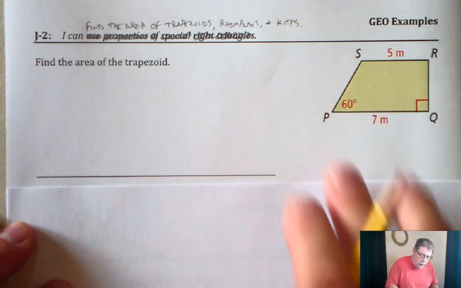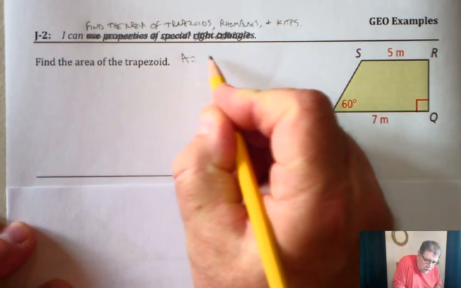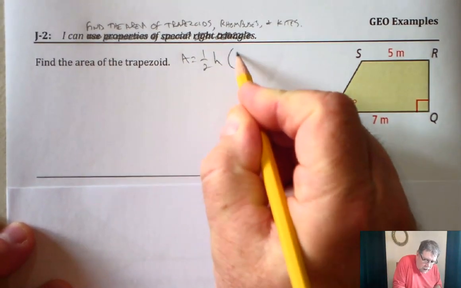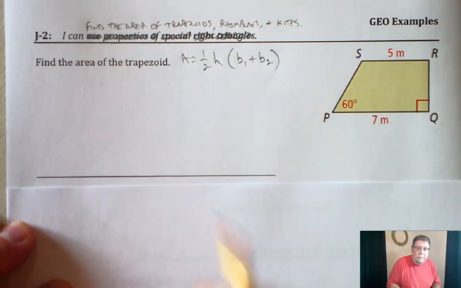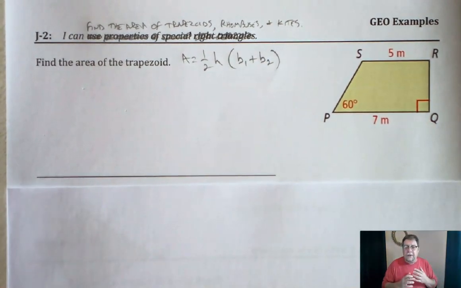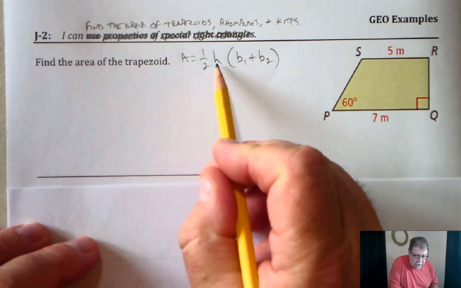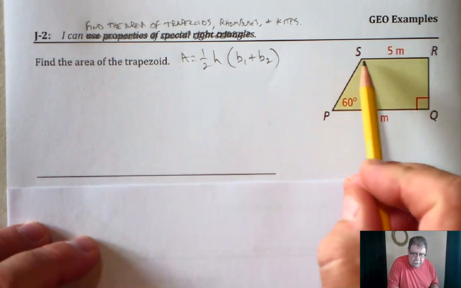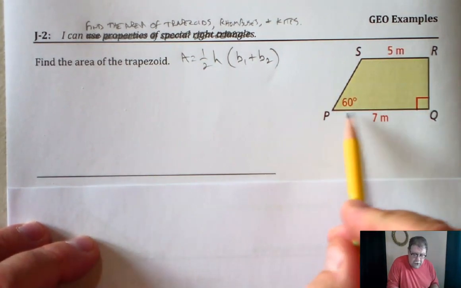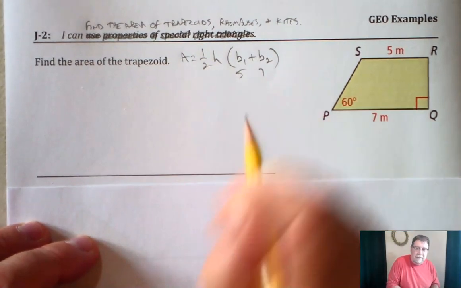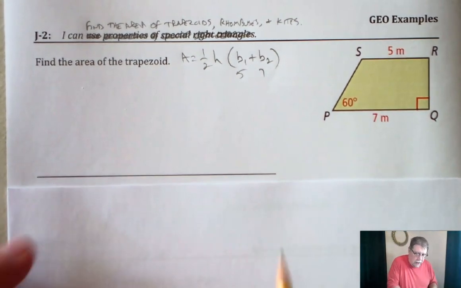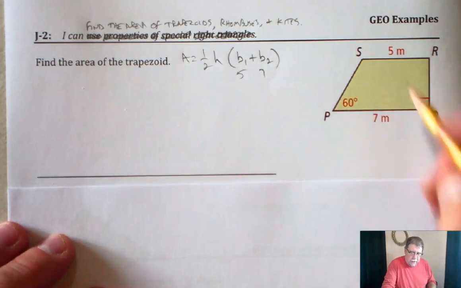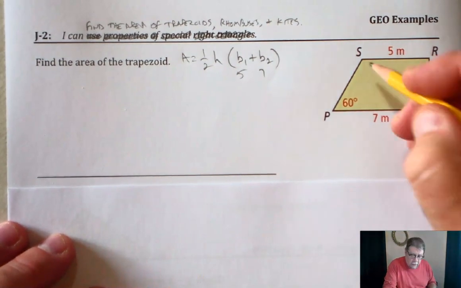So when we look at a trapezoid, remember the area is 1/2 the height times base 1 plus base 2. I personally like to just fill in the numbers where h, b1, and b2 are. So b1 we can call 5, b2 we can call 7. So 5 and 7 would go there. The height, I don't know, because there is no height listed here or here.